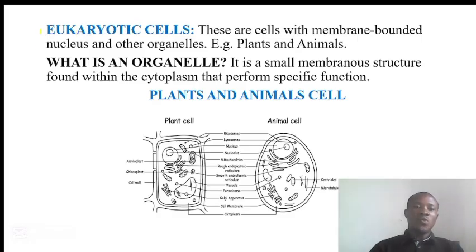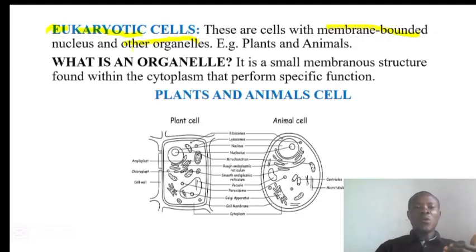So the eu means true, and karyotic is talking about the nucleus. So in this case, these cells have a true nucleus. They have a membrane bounded nucleus, not like in the prokaryotic. They had the nuclear material, but the nuclear material did not have a nuclear membrane. The nuclear material was just floating within the cytoplasm.